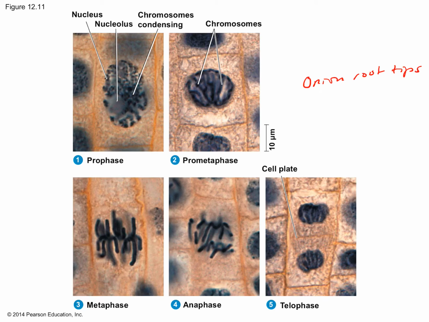So first what we have is a cell in prophase. All right, so what you're seeing here is a circular nucleus, but notice how it's very dark and irregular in coloration, very grainy in appearance. That's a dead giveaway that you've got a prophase cell.